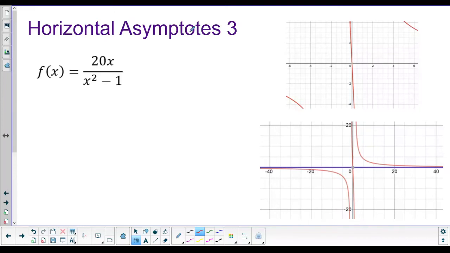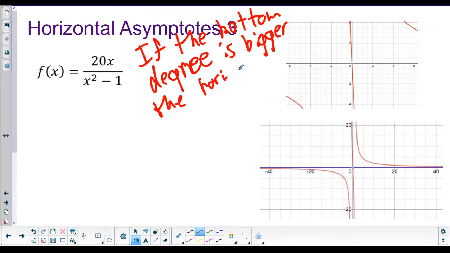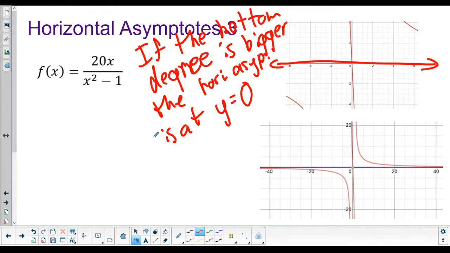If the bottom degree is bigger, the horizontal asymptote is at y equals 0. It'll always be the x-axis. And we'll talk about that y after I point at these graphs a little more.